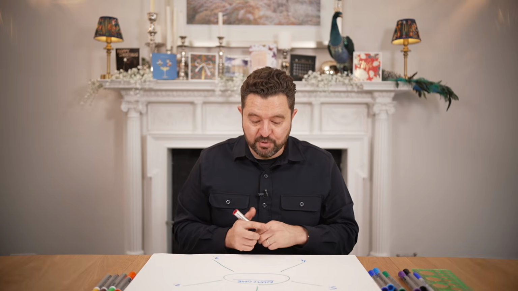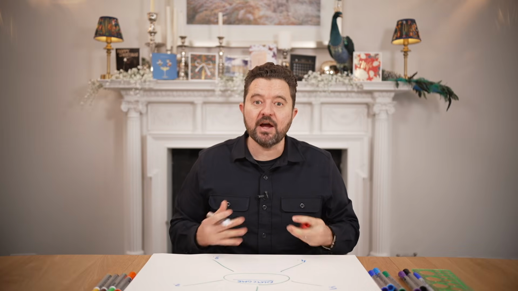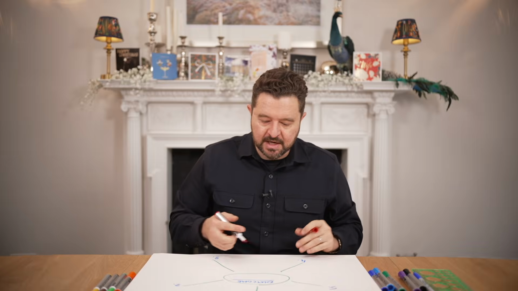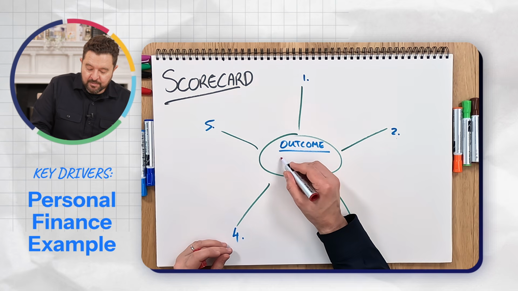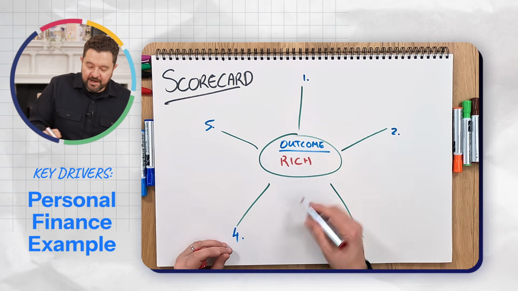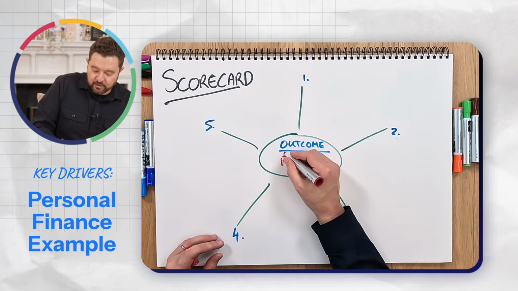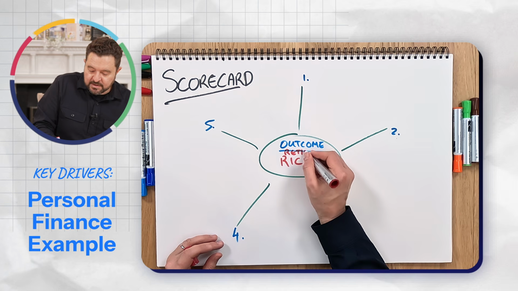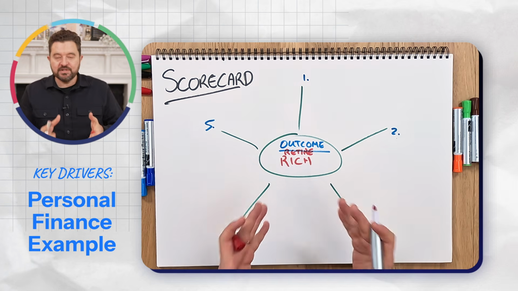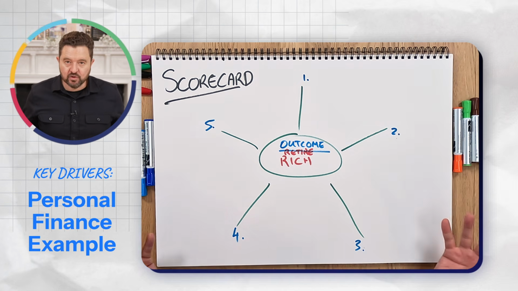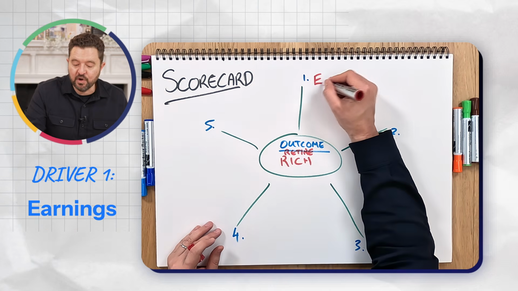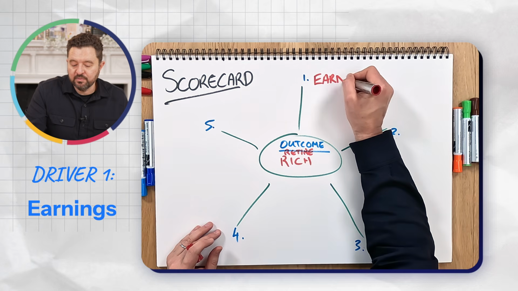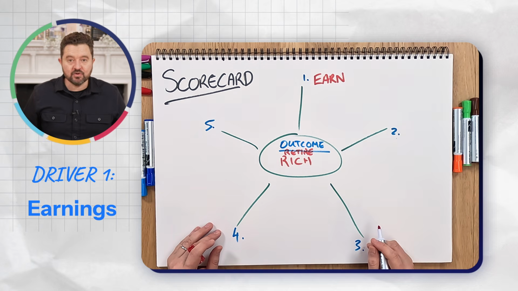Okay, so let's use personal finance as an example. Let's say that I help people with their personal finances. So I'm just going to say that the outcome in mind is that I end up rich and that I can retire. We might even call it retire rich, right? So my outcome is to retire rich. What are going to be the drivers of retiring rich? So driver number 1 could be how much you earn. So we could put your earning power as driver number 1.